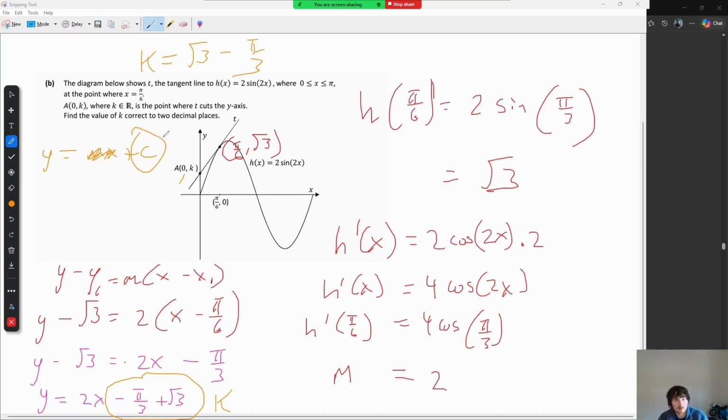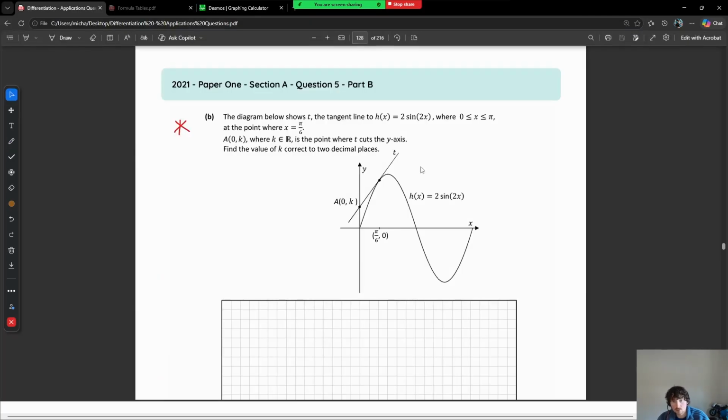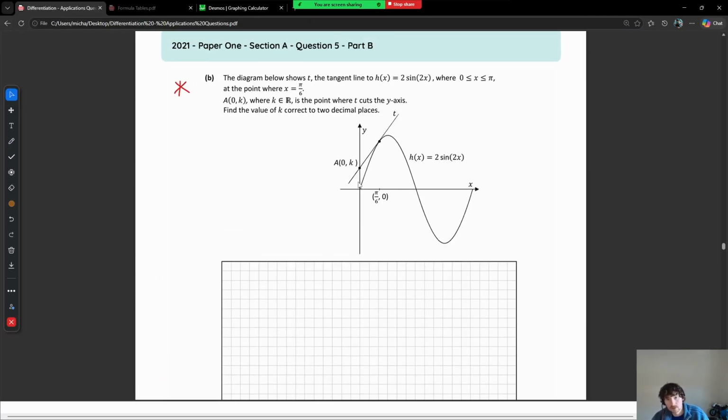And it wants it to 2 decimal places. So I'll do that for people who've done this question. Root 3 minus pi over 3, and I'm getting about 0.68. K is equal to 0.68. Okay, cool. We'll move along. Good question, good question. Hopefully people learned from that.